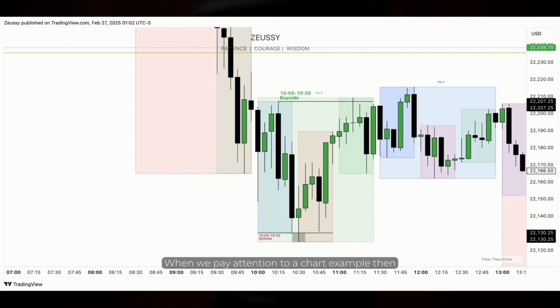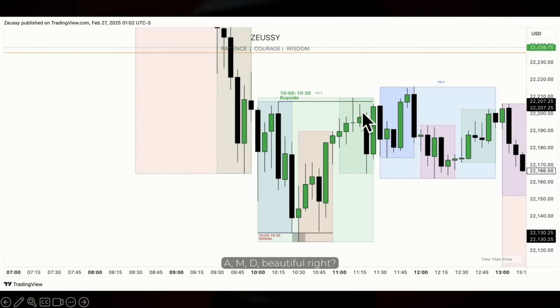When we pay attention to a chart example then, what you can see is that this overall green box represents the 90-minute cycle from 10 to 11:30 a.m. Notice that throughout the first 30-minute cycle within this 90-minute cycle, we saw the market drop lower. Notice that I've annotated the high and low of 10 to 10:30. And notice that when 10:30, the second 30-minute cycle, opened up, we opened low, taking out the previous 30-minute cycle low, followed by a reversal towards the previous 30-minute cycle high. When does this complete? This completes throughout the third 30-minute cycle, right here. A, M, D.